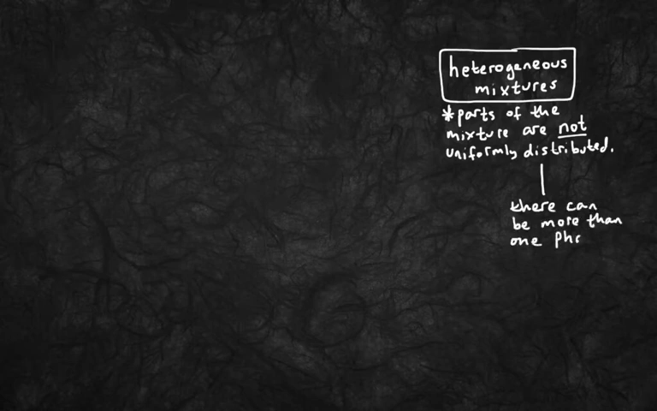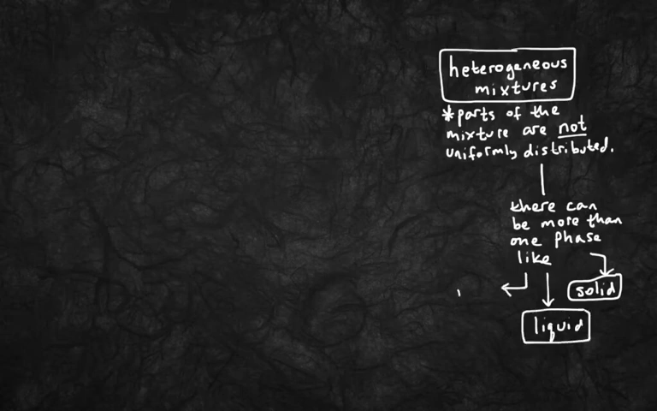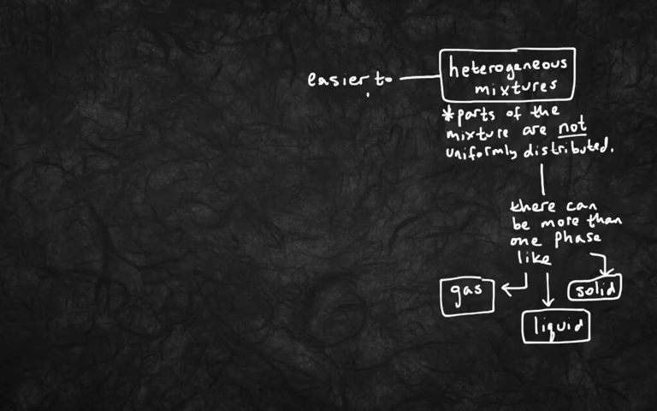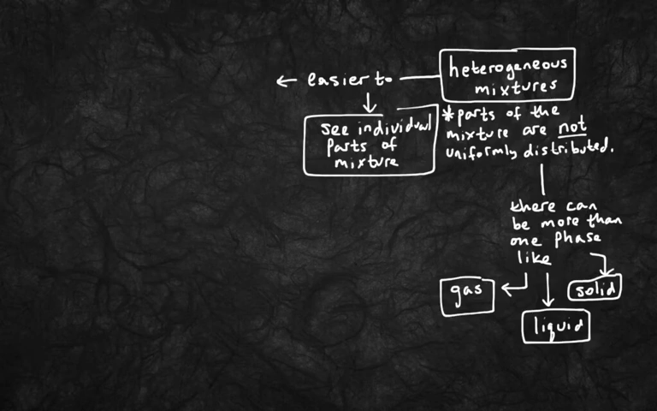In fact, let's write down a couple more things about heterogeneous mixtures. With a heterogeneous mixture, there can be more than one phase present. Some of those phases can include solids, liquids, and gases. All right. So the thing about heterogeneous mixtures is that it's easier to see the individual parts of the mixture. Think about sandy water. You can see the sand, you can see the water. Another part about heterogeneous mixtures is that they're easier to separate. We can decant the water from the sand and we're nice and separated.